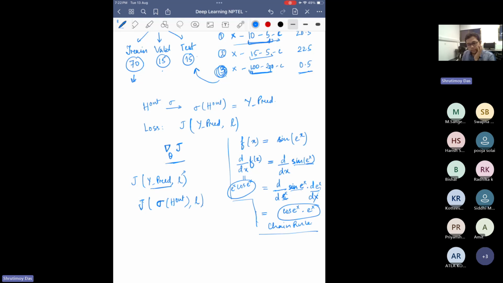So is my question clear? What should I differentiate? So we saw this here, right? We differentiate it with this dependent function. So for this case, our loss depends on sigma of h out and L. What should I differentiate? So after dJ of, what should come here?